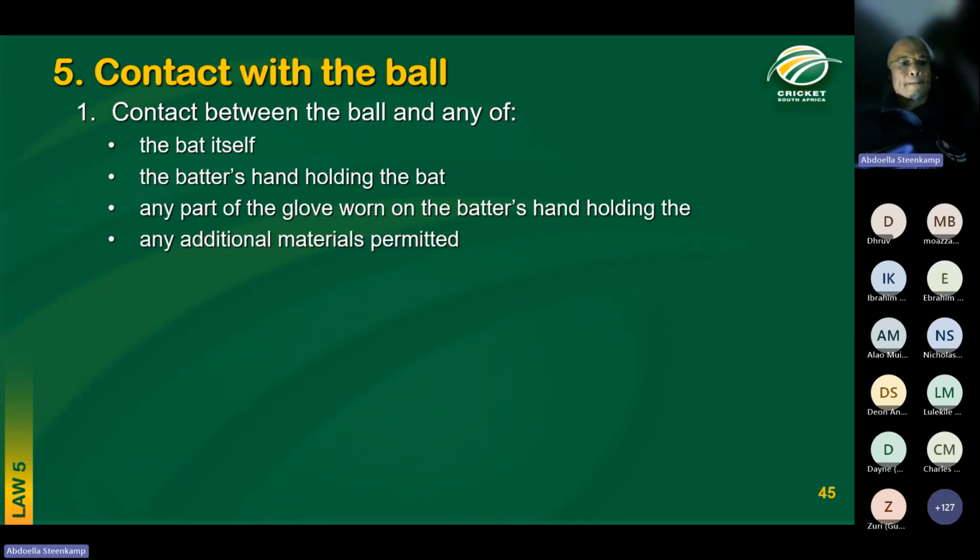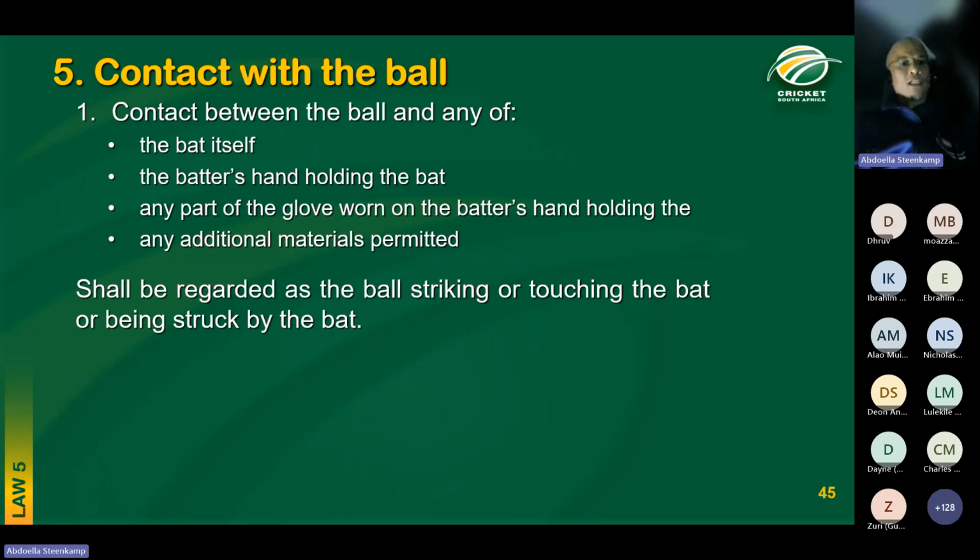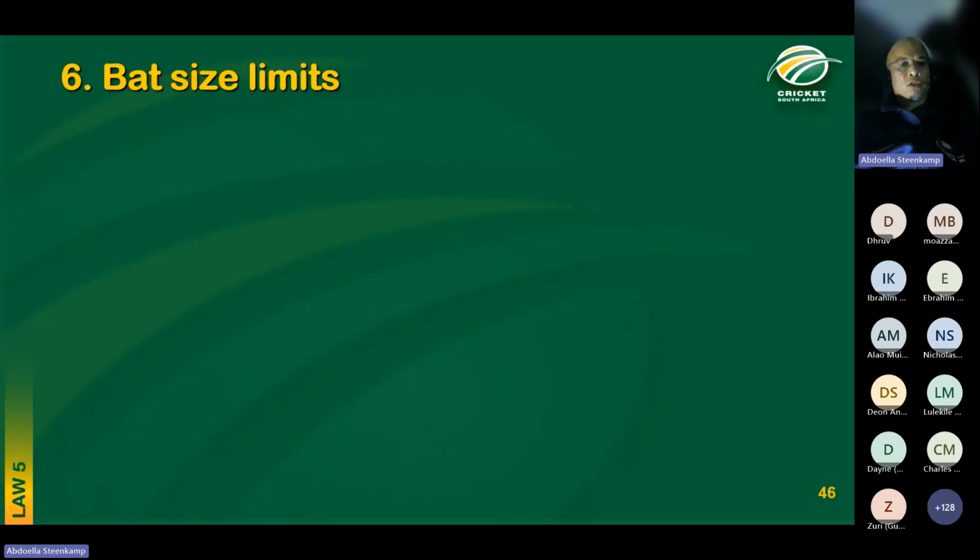I mentioned earlier any additional materials like a toe guard. If the ball makes contact with it, the law now tells us this shall be regarded as the ball striking or touching the bat. And if it goes to any fielder and the catch is cleanly taken, the batsman can be given out caught.